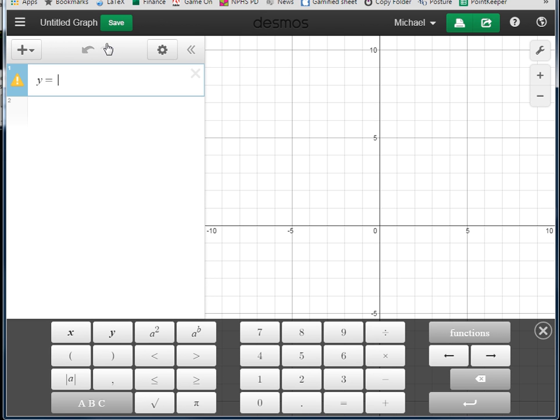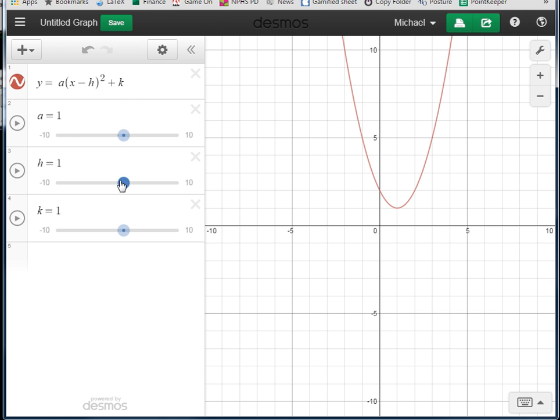Okay, let's try this with Desmos. So if we have a function that looks like this, y equals a times (x minus h) squared, and then add on k, it'd be interesting to know what this function actually looks like. So I'm going to make sliders for a, h, and k.